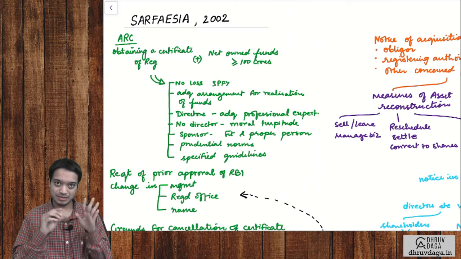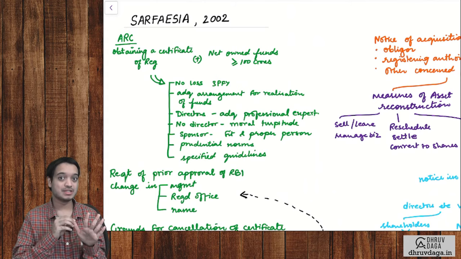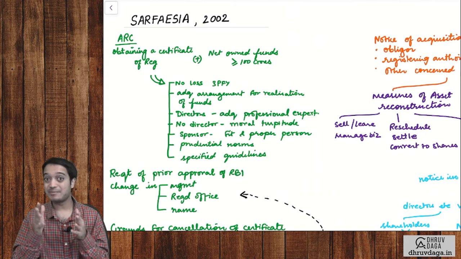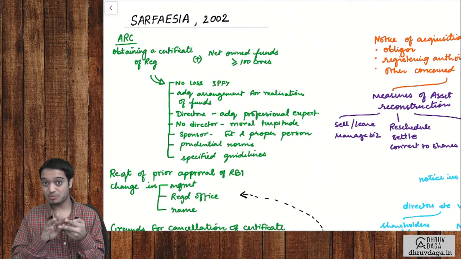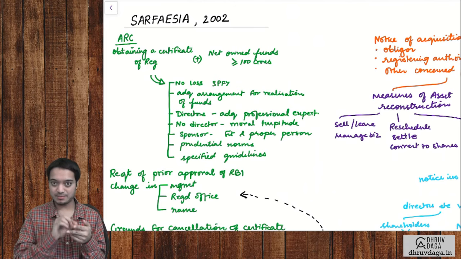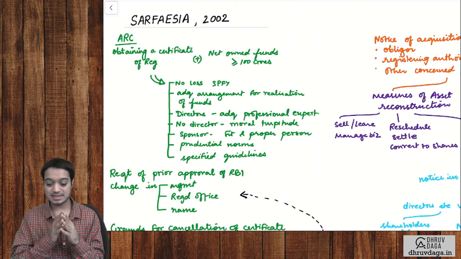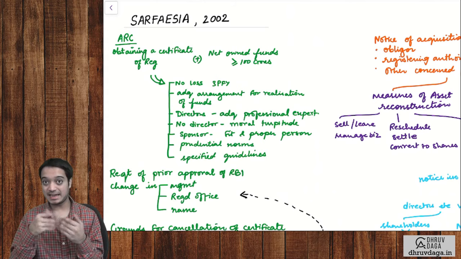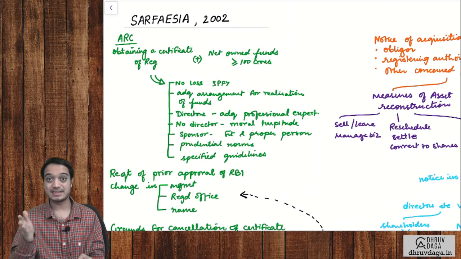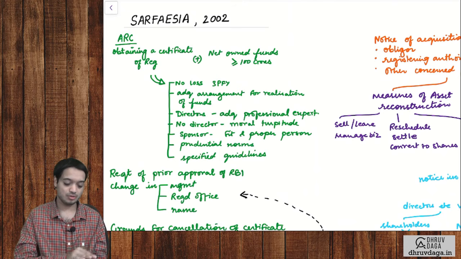Directors ke bare mein 2 point. Now the 5th point is on sponsor. The sponsor should be a fit and proper person. And the last 2 points on compliance: compliance with prudential norms and compliance with legal requirements. If you meet these conditions, then if it is thought appropriate, a certificate of registration shall be given to you.